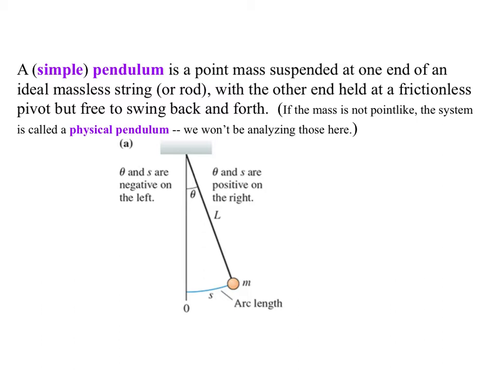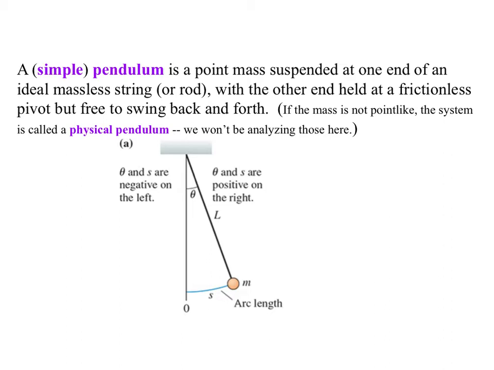All right, we conclude our study of oscillations looking at devices called pendulums. A pendulum is a point mass suspended at one end of an ideal massless string or rod, with the other end held at a frictionless pivot but free to swing back and forth. This is what's called a simple pendulum. If the mass is not point-like, the system is called a physical pendulum. We won't be analyzing those in AP1.